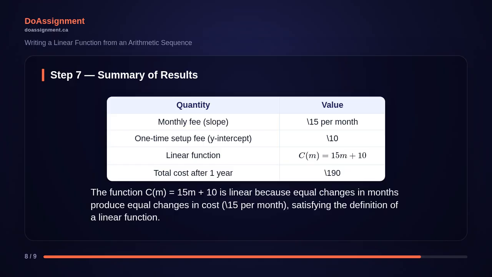To summarize, the monthly subscription fee is $15, the one-time setup fee is $10, the linear function is c of m equals 15m plus 10, and the total cost after 1 full year, 12 months, is $190. This is linear because every additional month adds exactly $15 to the total.